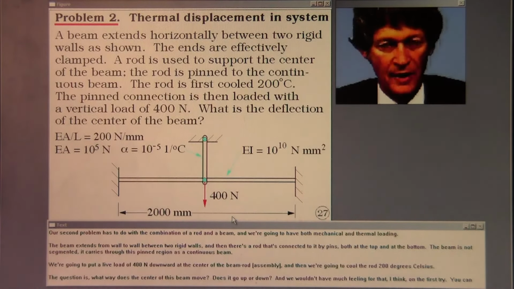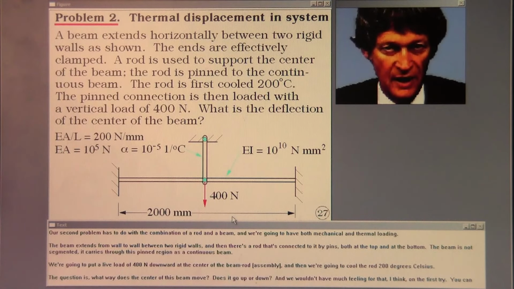Our second problem has to do with a combination of a rod and a beam, and we're going to have both mechanical and thermal loading.